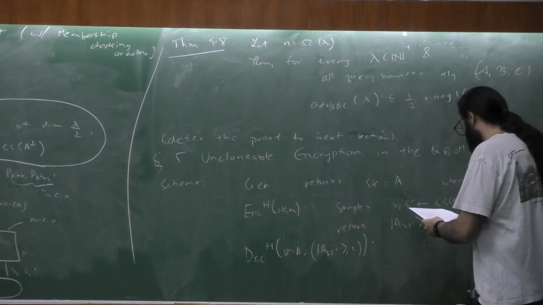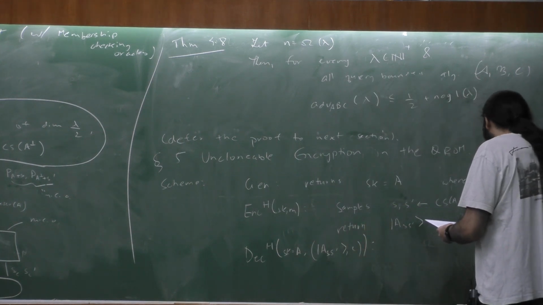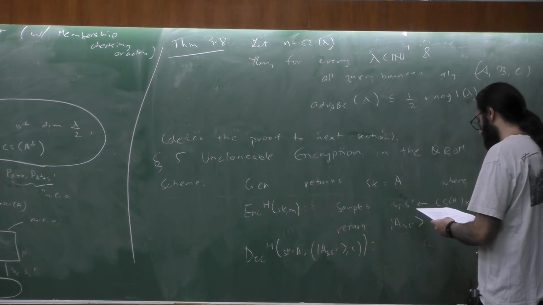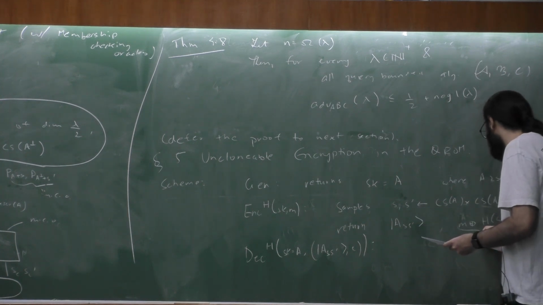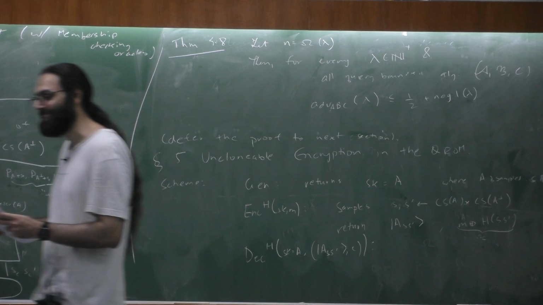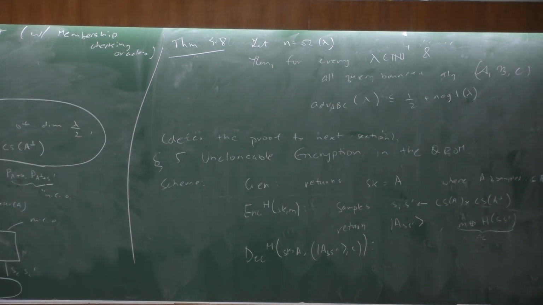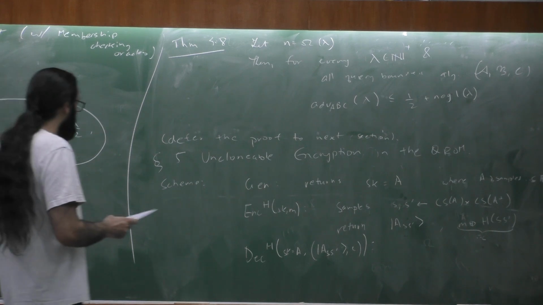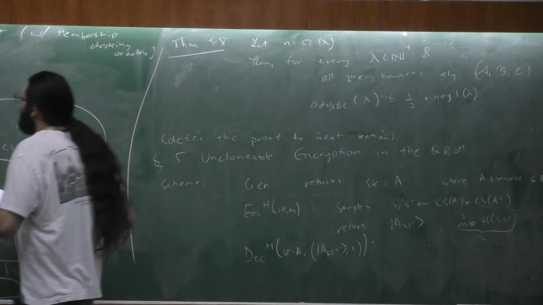Let me check just to be absolutely sure that I didn't mess up anything. Okay, so this part is defined to be C. You output this state and the message. Sorry, I forgot to encrypt the message. I just sent the unclonable state. Okay, good. So how does decrypt work? That's what I was trying to write here.